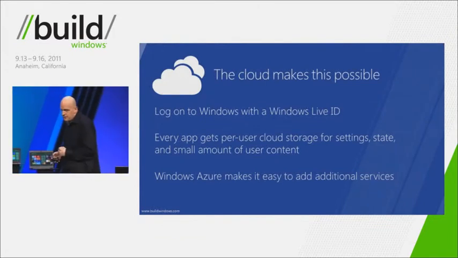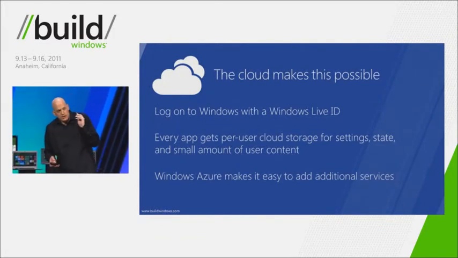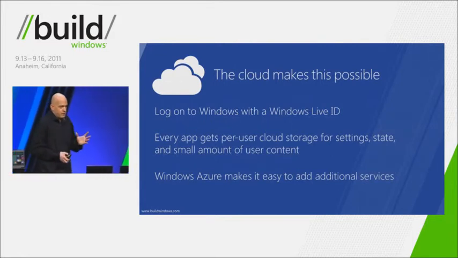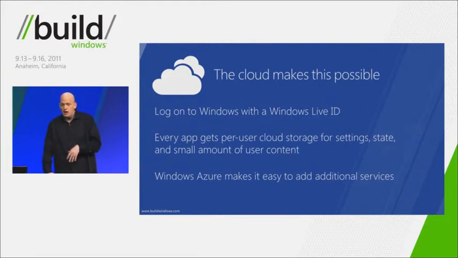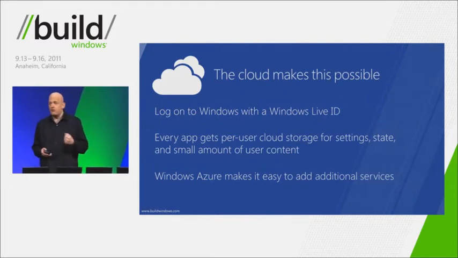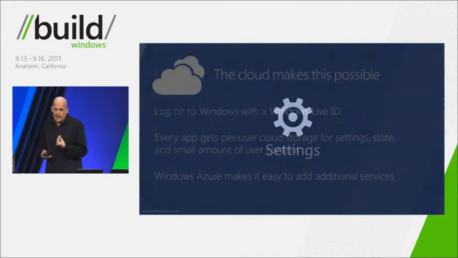And there's lots more information coming on this. But in a nutshell, most users are going to log onto their PCs with their Windows Live ID. That doesn't mean necessarily a Hotmail account. It could mean their Gmail account, but it's backed by a Windows Live ID. Every app is getting an allotment of per user cloud storage for settings and for state and for a small amount of user content. Not gigs of storage, but enough that you can roam your state and that you can roam your settings. And Azure, of course, as part of our cloud story, makes it incredibly easy to add additional services on top of that. And so every app is just going to get this out of the box.